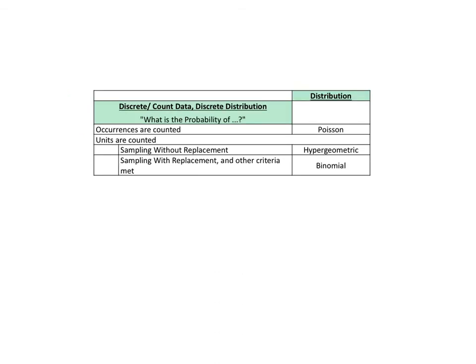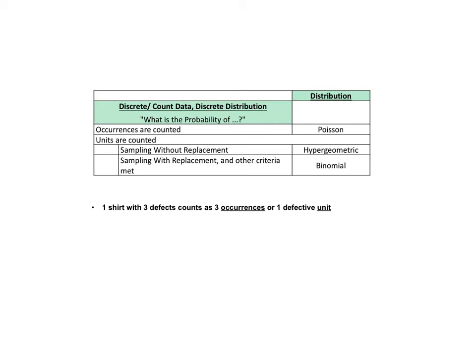In this next group of distributions, we want to know, given a sample of discrete or count data, what is the probability of something occurring? 3 distributions are used: the Poisson, the Hypergeometric, and the Binomial. The first thing to determine is, are we counting occurrences or units? The best way to describe the difference between units and an occurrence is with an example.